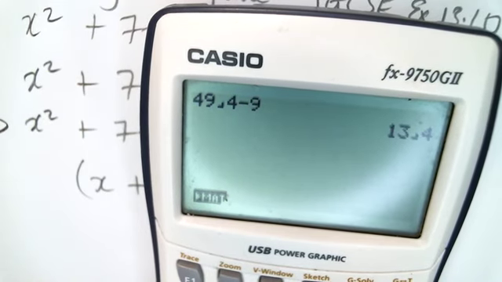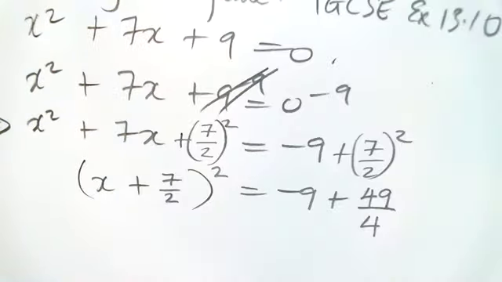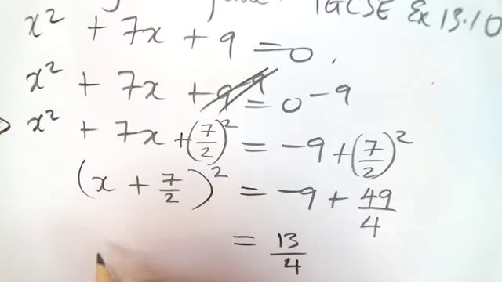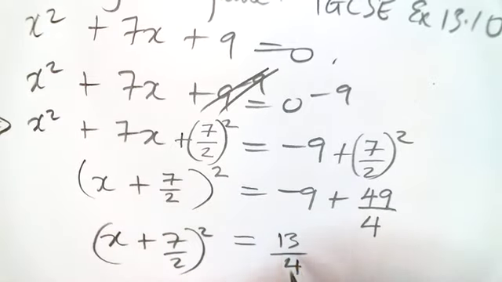And it's a positive. If it was a negative, I would be in trouble, but I'm not. When I say in trouble, there would be no solution, and I could just write no solution at this point. I wouldn't have to worry any further about it. But I do have 13 on 4, which is kind of cool. So I've now got x plus 7 on 2, all squared, is 13 on 4.